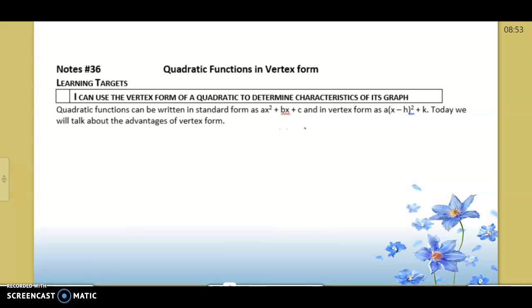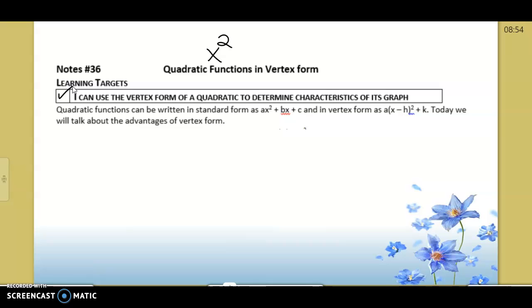So quadratic functions in vertex form. Remember, the reason why it's a quadratic is because it has x to the second power in it. So that's what we're talking about. And by the end of this, the learning target will be for you to be able to use vertex form of a quadratic to determine different characteristics of its graph. So there's going to be some things we'll be able to recognize from it. Remember, it's the U shape.